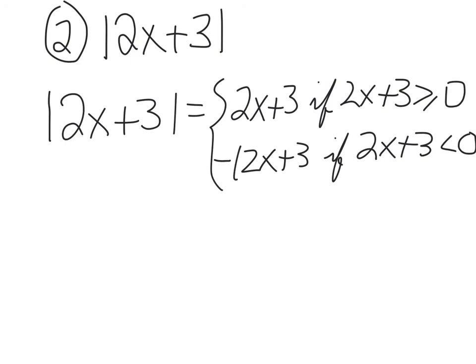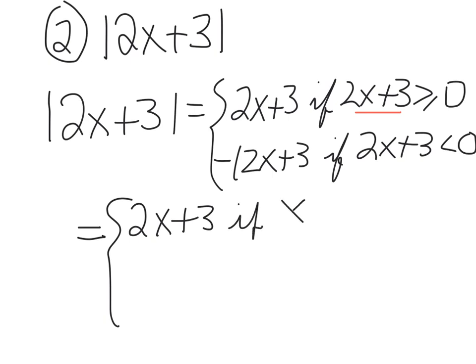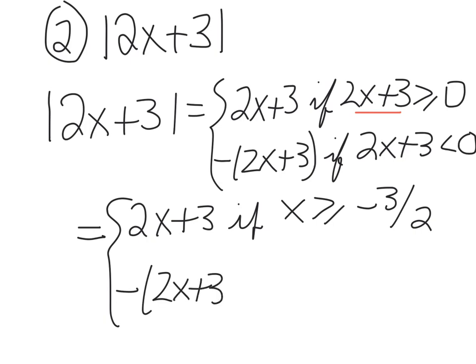Now let's rewrite that nicely just by solving for these inequalities on the right-hand side. So that's equal to 2x plus 3, and if we solve that, we get 2x is greater than or equal to minus 3, or x is greater than or equal to minus 3 halves. And if we solve the second one, we get minus (2x plus 3) if 2x is less than minus 3, or x is less than minus 3 halves.